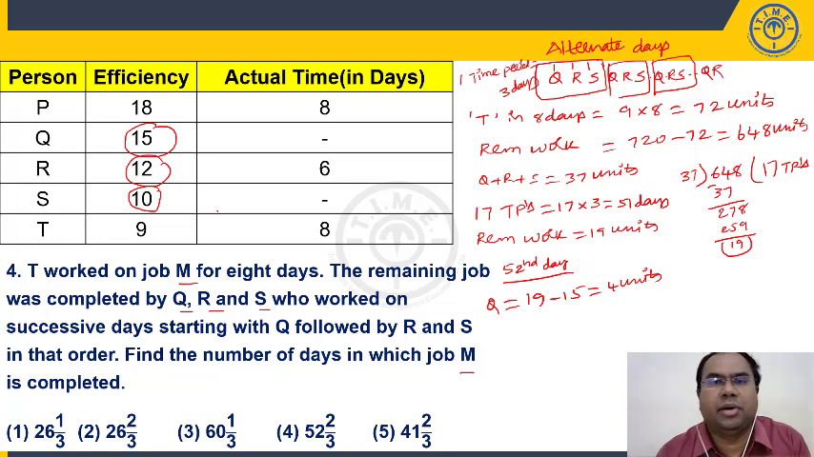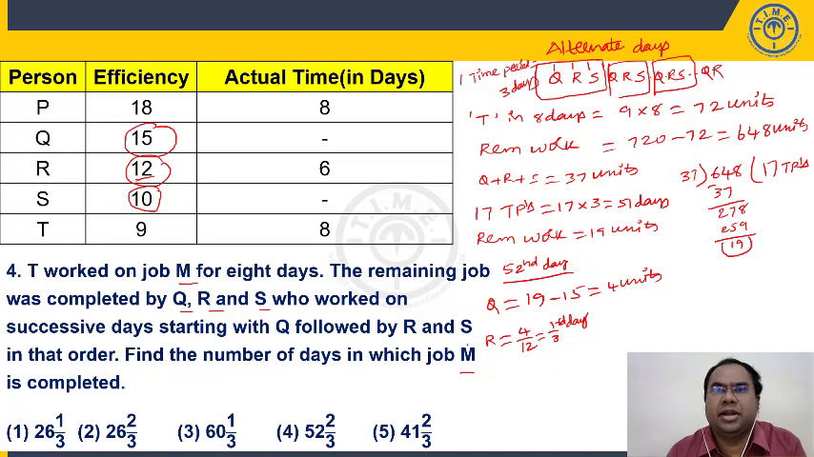After Q, who will come in order? R should come after Q. R in one day will complete 12 units. 4 units means on the 53rd day R will complete in 4 by 12, that is 1/3 day. R will complete 12 units in one day. 4 units means in how many days? In 1/3 day he will complete. One day 12 units, so 4 units means 4 by 12, 1/3 day.